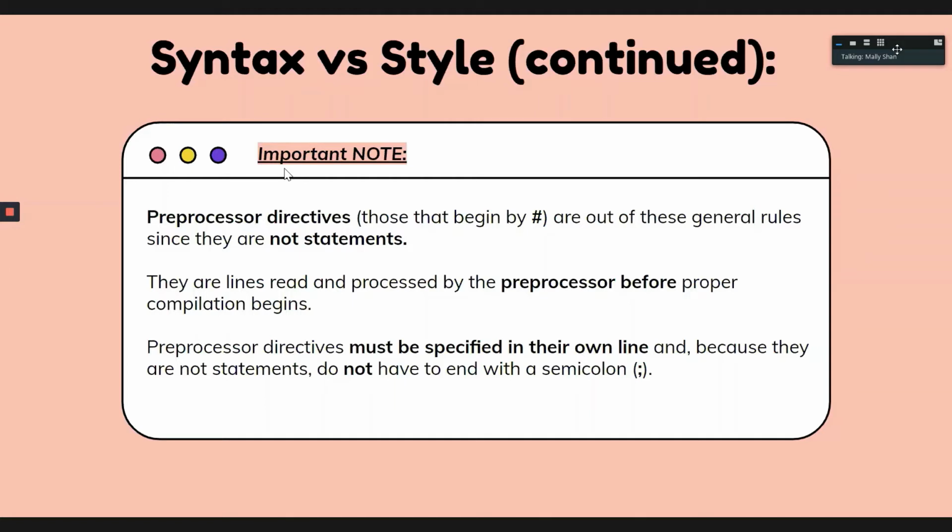It's something that's actually occurring even before your program is compiled, even before the program is run in the first place. It's just meant to be specified in its own line, and because preprocessor directives are not statements, they don't have to have a semicolon. So every statement needs a semicolon, but preprocessor directives don't. Just to show you what I mean by that.